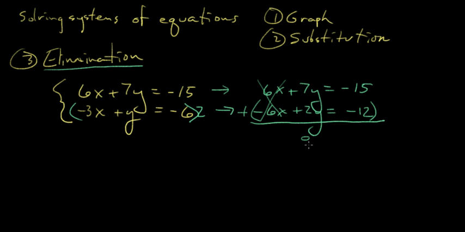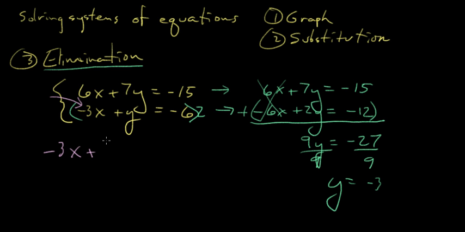7y plus 2y is 9y. And negative 15 and a negative 12 make a negative 27. So this makes it really simple to solve: y is negative 3. And so now I take that solution over to, let's say, this one. I say negative 3x plus y, and y is equal to negative 3. So negative 3x minus 3 equals negative 6.